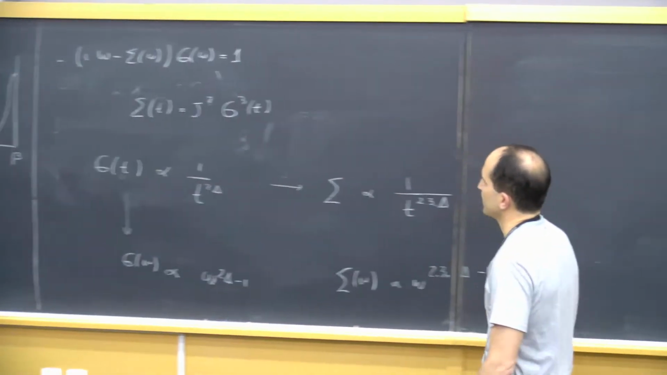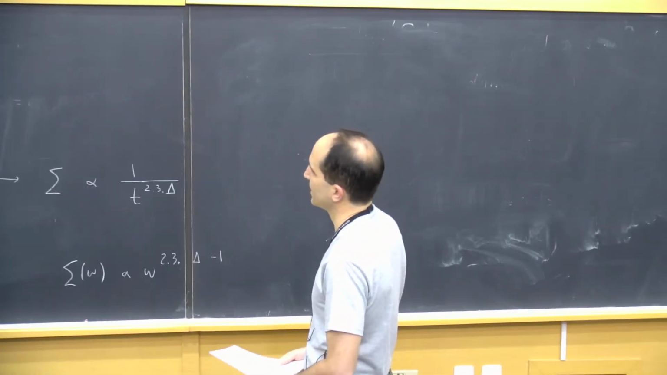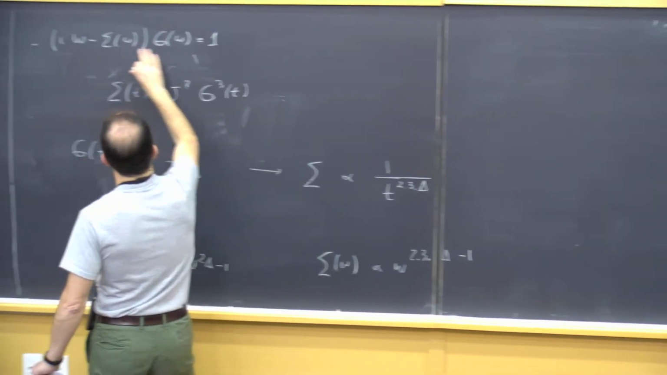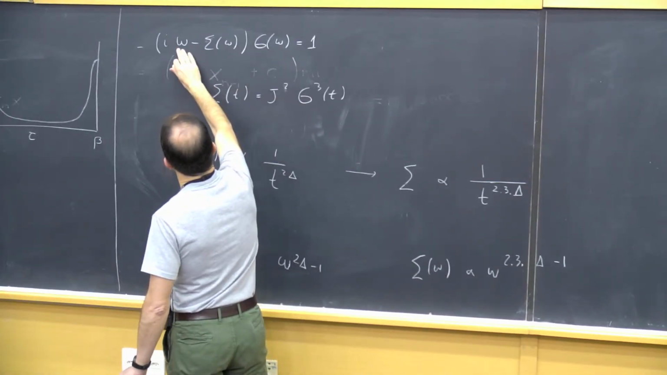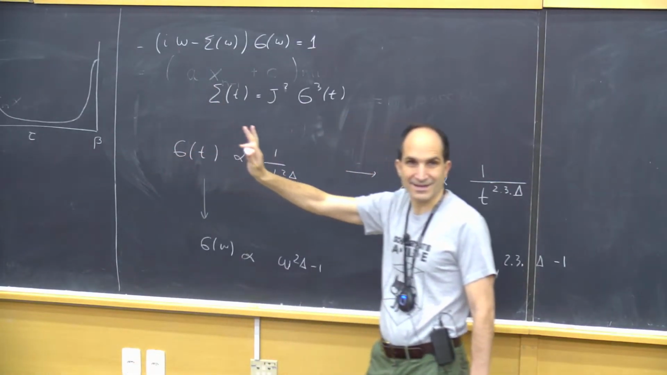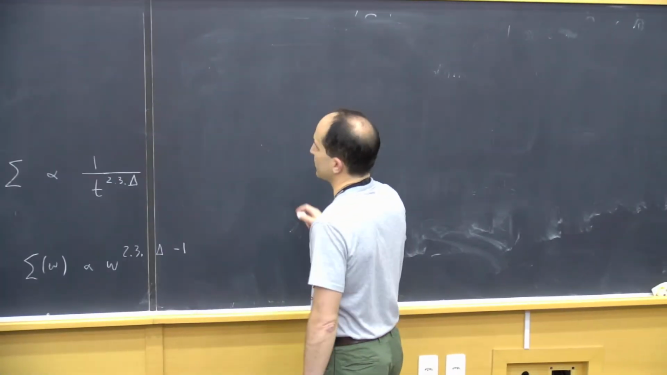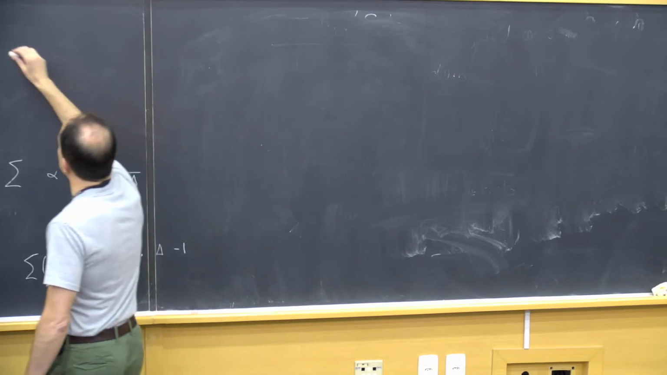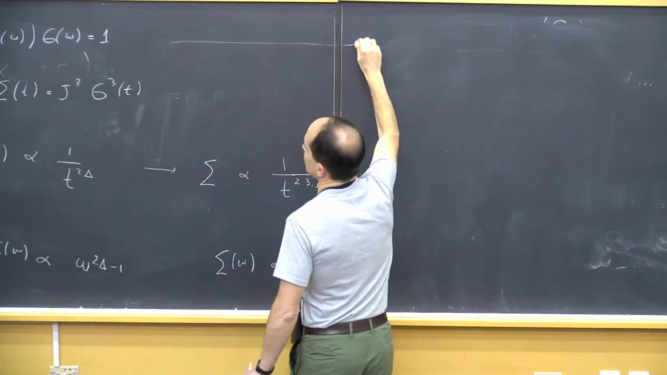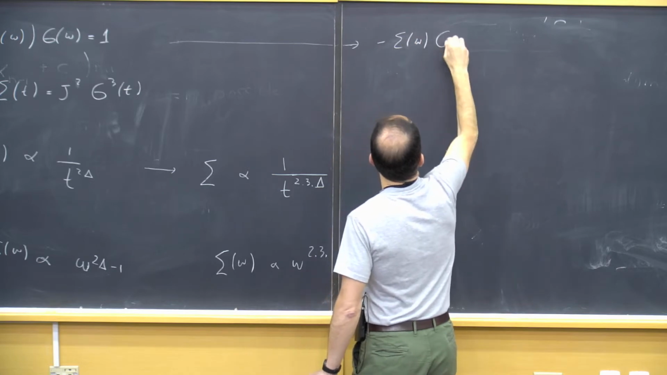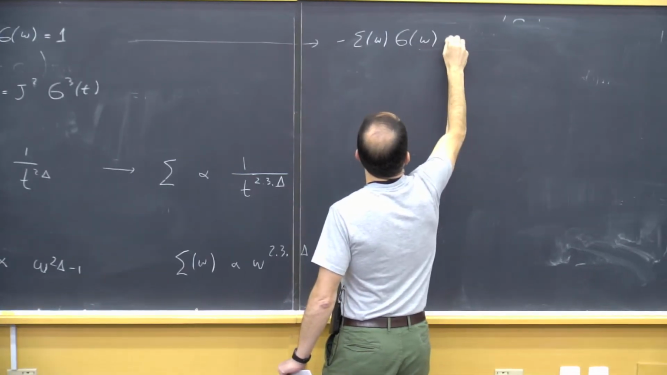But before we replace it and try to impose the equation, we'll make an approximation. So we'll imagine that at low energies, we can neglect this term. And then we'll check that it was correct to neglect it. Okay. So we're going to approximate the first equation by a new equation, which will be minus sigma of omega g of omega equal to 1. Okay.